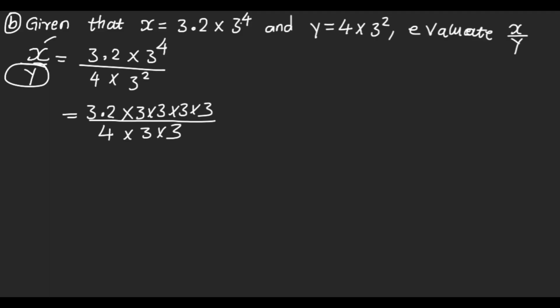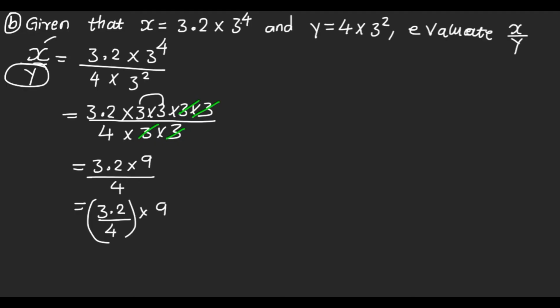So we expand. Then we cancel these 2 here. From there we have 3.2 times 3 times 3, which gives a 9, over 4. Now there are so many ways in which you can find the final answer. If you want, you can divide 4 into 9 or 4 into 3.2, but let's divide 4 into 3.2. So this can be broken as 3.2 over 4 times 9.